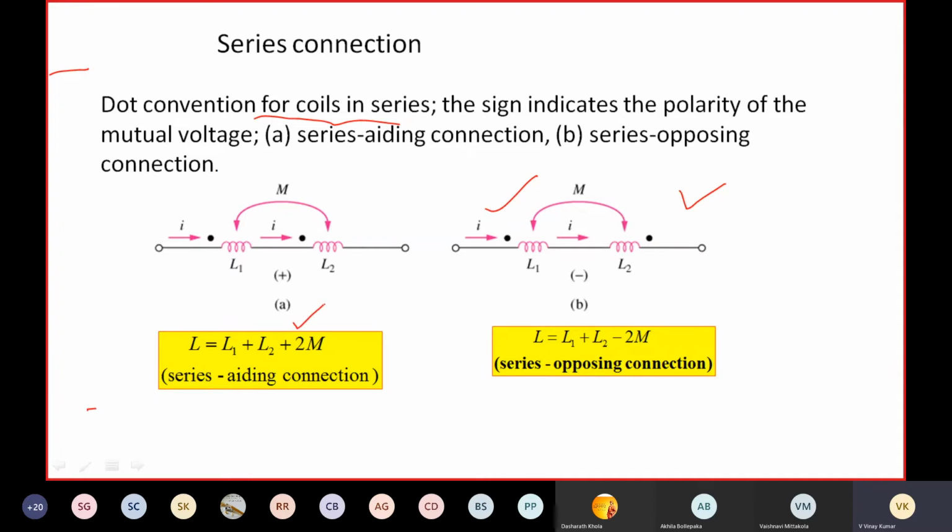Then you are going to get this. After derivation, L is equal to L1 plus L2 plus 2M because of series aiding connection. Because of series opposing connection, L is equal to L1 plus L2 minus 2M. We can also have a derivation like this. See here, total voltage V is equal to VL1 plus VL2.